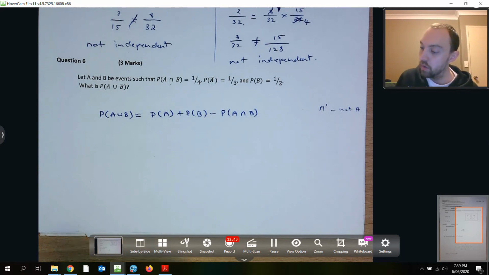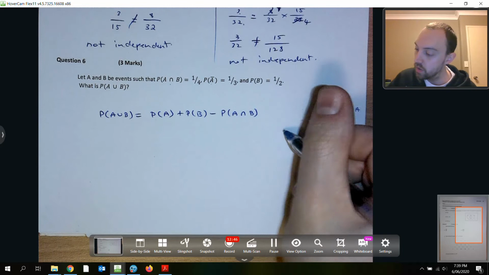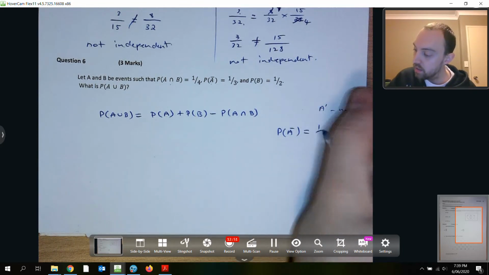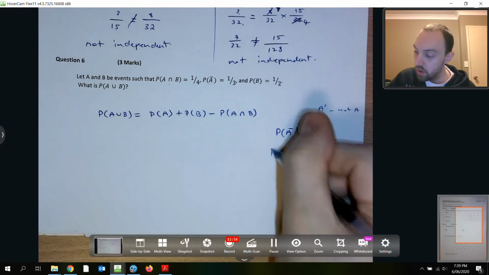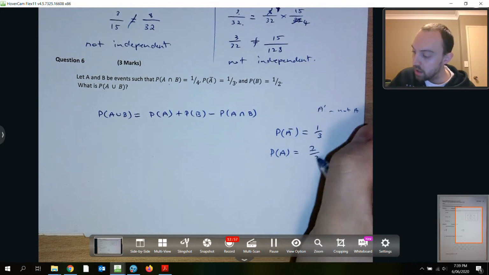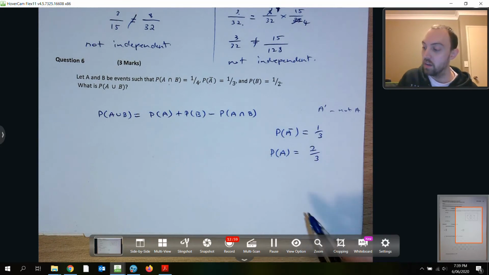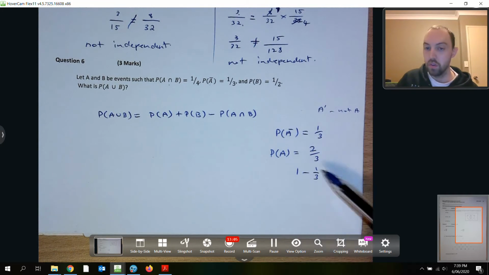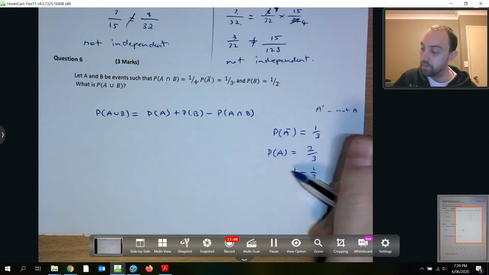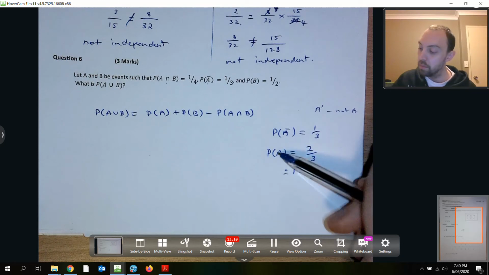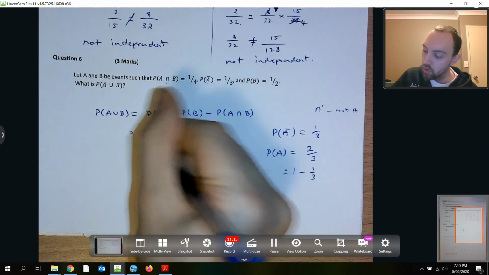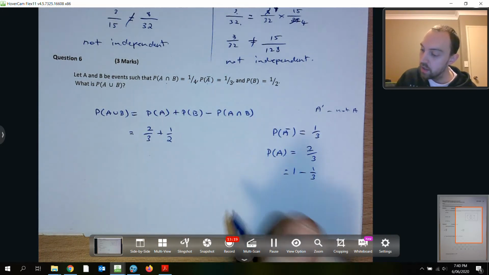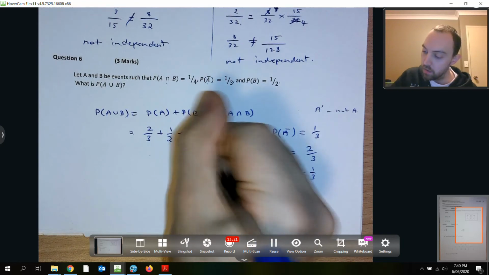Alright, just a little side note: the probability of not A is equal to the rest. That's how complementary events work, or 1 take 1/3 if you wanted to. So we know the probability of A is 2/3, plus the probability of B, which we know is a half, take the probability of A and B, which is a quarter.